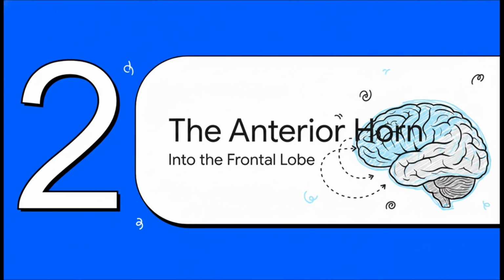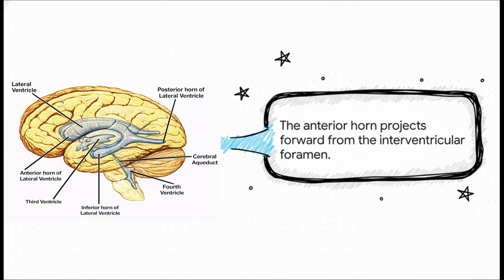Okay, let's start our tour at the very front of the train, with the anterior horn. And as the name suggests, it extends right into the frontal lobe. And there it is, extending forward from this really critical choke point, the interventricular foramen, which you'll also hear called the foramen of Monro. Just think of this foramen as the little doorway that connects the lateral ventricles to the next chamber in the system, which is the third ventricle.